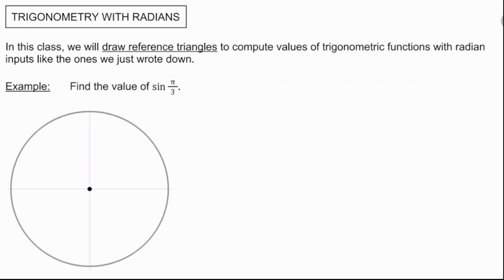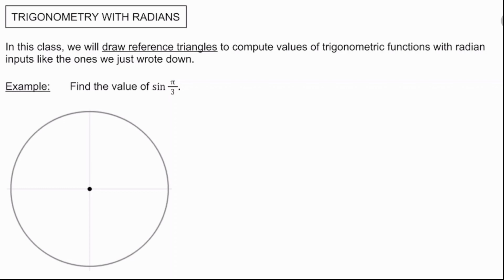All right, now that we've talked about radians, we're going to get going on what we really want to do with them, which is do trigonometry. Now that you know what something like pi over 3 even means, we're going to try to find the value of sine of pi over 3. In this class, we're going to draw reference triangles to compute values of trigonometric functions with radian inputs like the ones we just looked at in the last video.